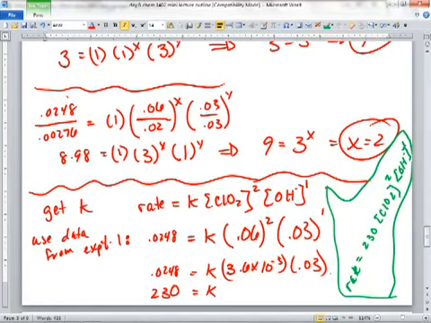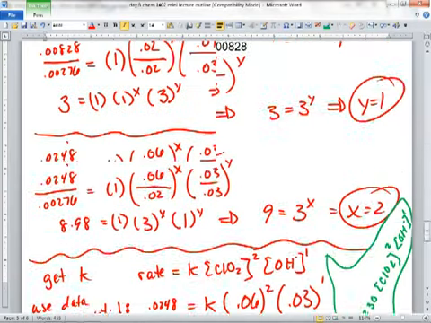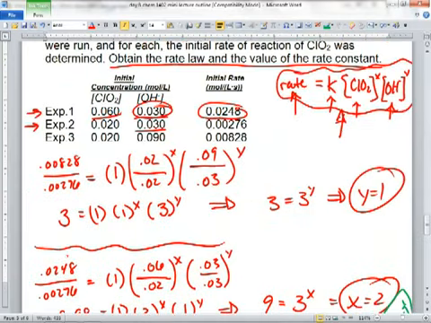So what did we do? First we wrote the general rate law, and then you got to start comparing experiments where one reactant's not changing its concentration. And then we just plug in those changes into the rate law.